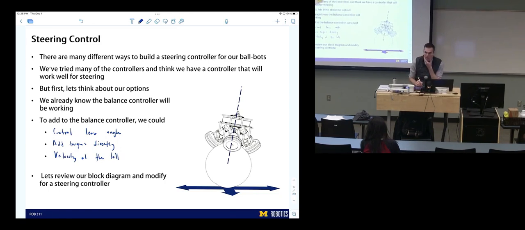There's one more. You guys said one that I didn't have written down, so I'm going to do this one. There's one more way that I think we could make this thing steer. We've talked about its lean angle, we've talked about adding torques directly, we can control the velocity of the ball potentially. One other class we could potentially create a controller around is its XY position. We could have it try to follow a position on the floor. So instead of a ball velocity, it would be a ball position.